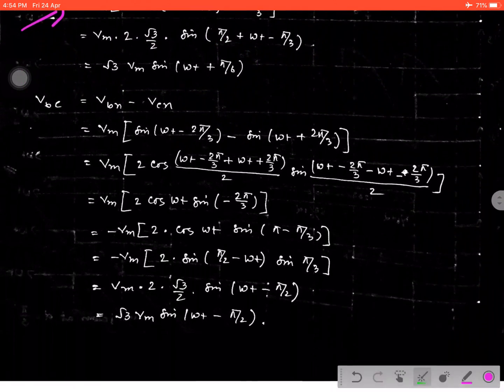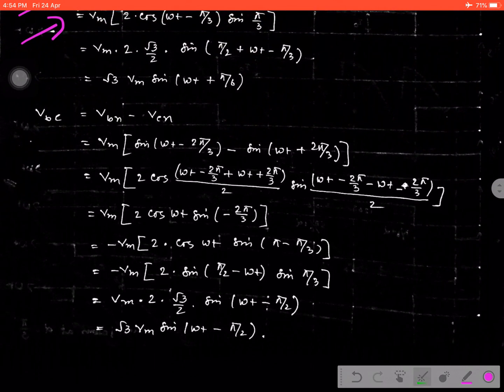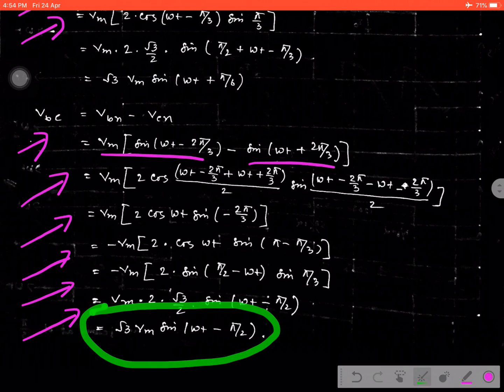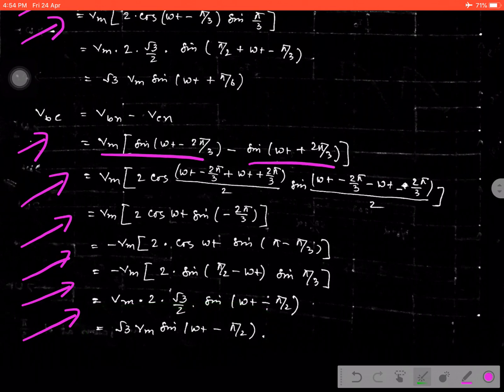Similarly we can do the next, that is VBC, which is equal to VBN minus VCN. Put the value of VBN from the first equation and VCN here. After simplification we will get the result in a similar way. So the magnitude of voltage VBC will give you root 3 Vm sin omega t minus pi by 2.